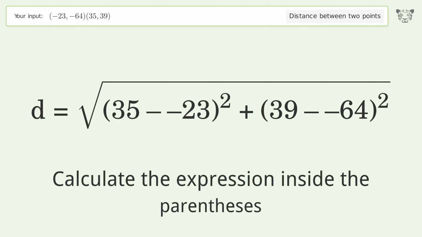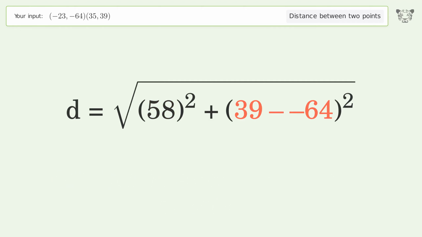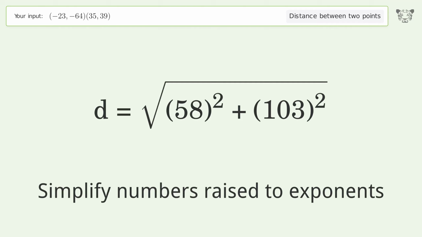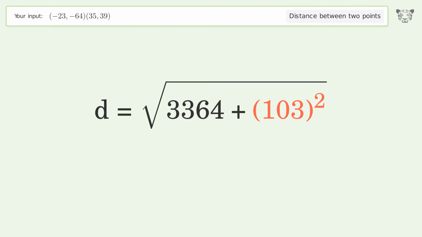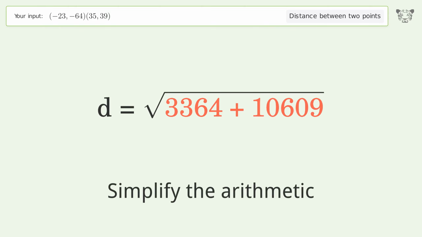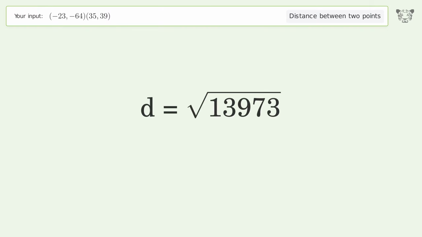Calculate the expression inside the parentheses. Simplify numbers raised to exponents. Simplify the arithmetic. And so the distance between the 2 points is the square root of 13,973 or 118.207.